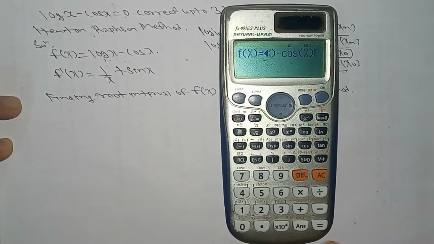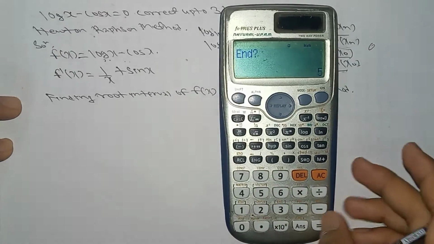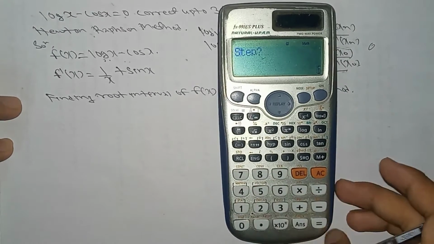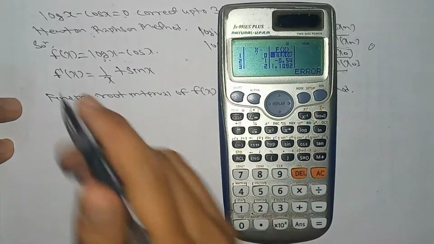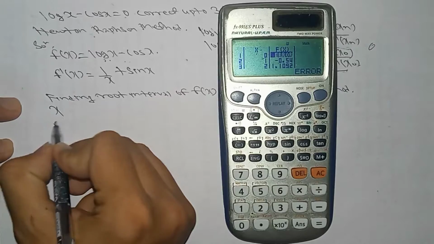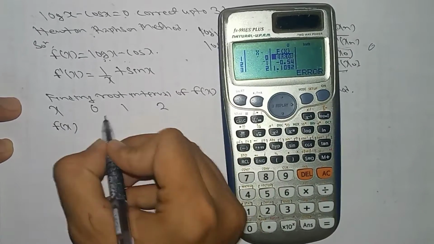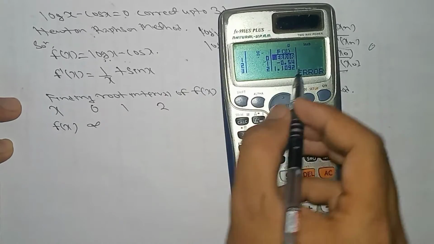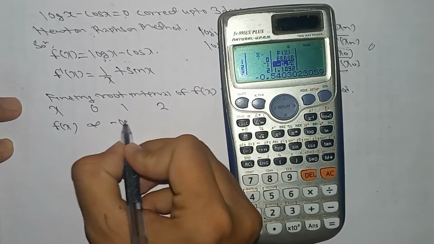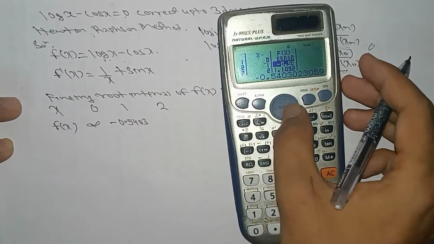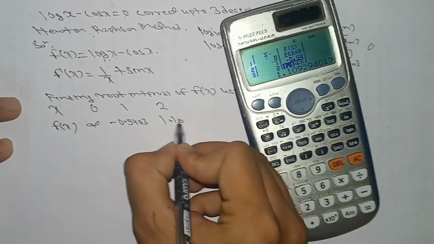After this press equal to. Now we have to start from 0, up to 5, and the step is 1, so press 1. Here you can see x and f of x. We have 0, 1, 2; for 0 the error is infinite. If x is equal to 1, we obtain minus 0.5403, and if x is equal to 2, then we obtain 1.1092.